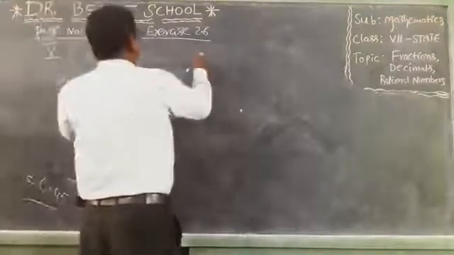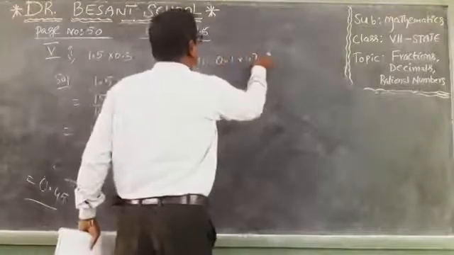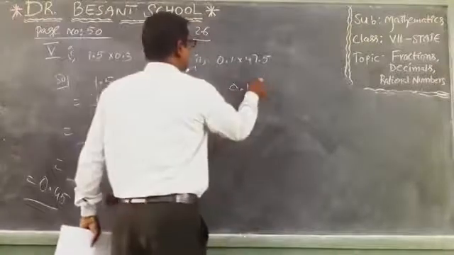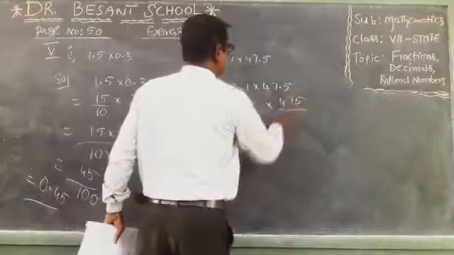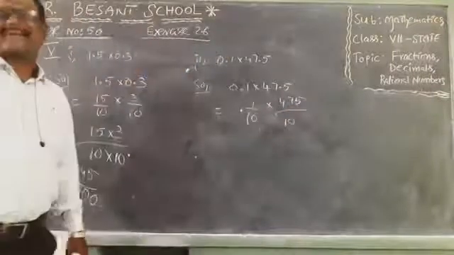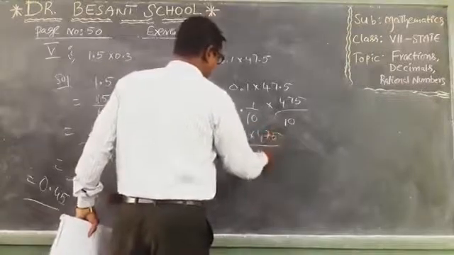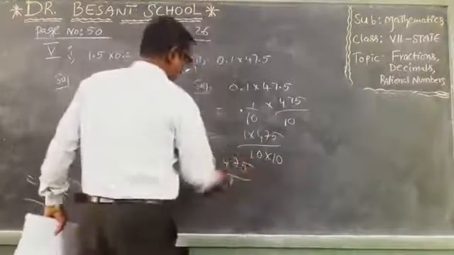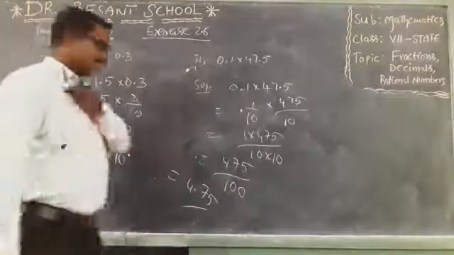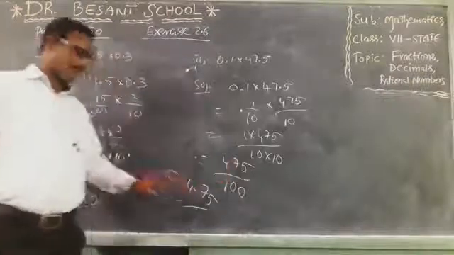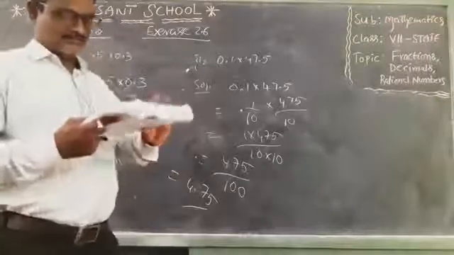So come to the second one. That is 0.1 into 47.5. 0.1 means 1 by 10. 47.5 can be written as 475 by 10. So it is 1 into 475 by 10 into 10. 1 into 475, 475 by 100 comes as 4.75. In 100, 2 zeros are there, so after 2 digits we will keep a point. 4.75. Did you understand? Yes, children.